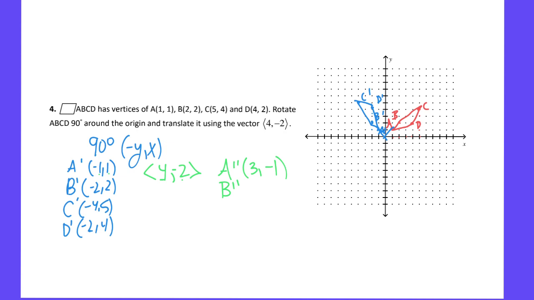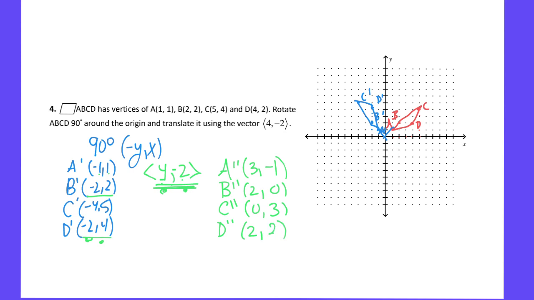So my B double prime is going to be, again, I'll put point B with this vector. And so -2 plus 4 is going to be 2, and then 2 and -2 makes 0. C double prime is going to be -4 plus 4 is 0, 5 and -2 is 3. And then D double prime will be -2 plus 4 is 2. Again, we're putting each point with this vector here, the X coordinate with the X value of the vector, the Y coordinate with the Y component of the vector. So 4 and -2 is going to be 2.